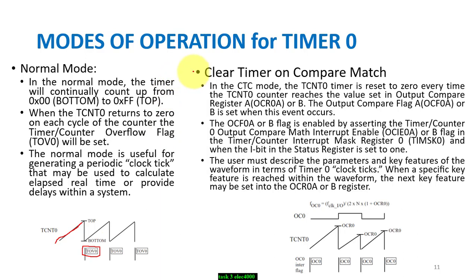Quite straightforward. The next one is clear timer on compare match, or CTC, clear counter on compare match. Over here, the timer will start counting from 0 up to a certain value which we are going to put in output compare register A or B. If we put a value here and we select this mode, then the timer will count up to that value, and once it reaches it, it will go back down to 0 and start counting once again. This is very useful to generate any signal with any frequency that we want. If we know each pulse, we can generate the signals quite easily.